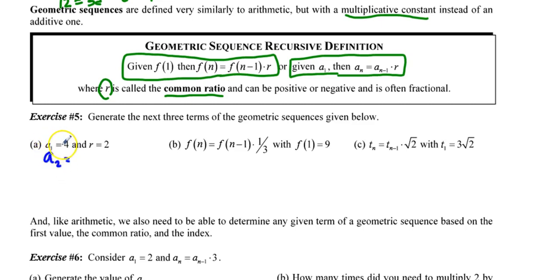So the first term is 4, r is 2, we're multiplying by 2 each time. Do we need to show all that work? Not necessarily. You can just state the terms. That's fine.